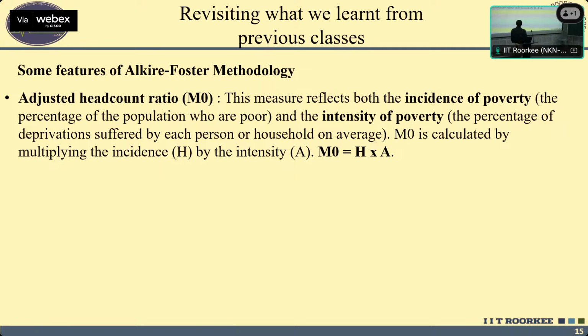We have clarified incidence as well as intensity in earlier lectures, especially in the last two lectures, where more emphasis was given to the intensity of poverty. By intensity, we mean how far the household is suffering from deprivation, and the percentage of deprivations suffered by each person of the household on average. So it's not just the incidence of poverty; the suffering or deprivation is also estimated. So M0 is adjusted with some of the indicators to identify the intensity, and M0 is calculated by multiplying the incidence by its intensity.